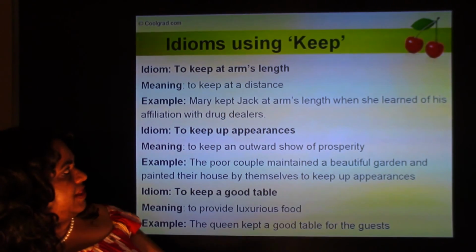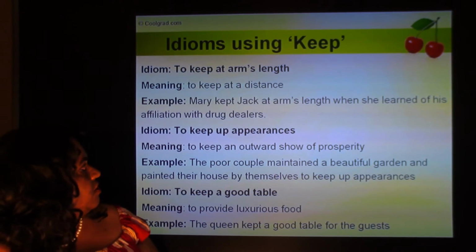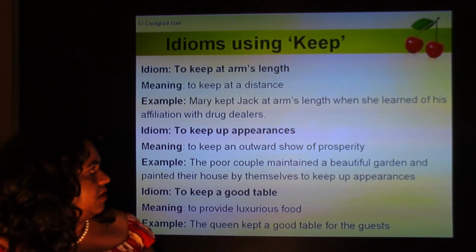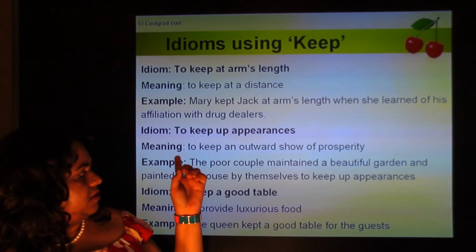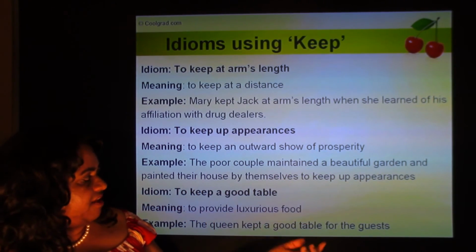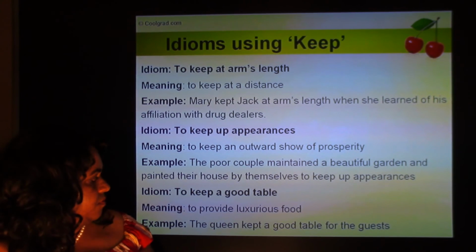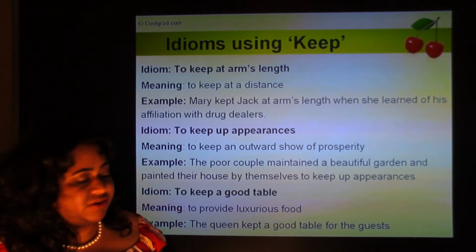To keep at arm's length means to keep at a distance. Mary kept Jack at arm's length when she learned of his affiliation with drug dealers. To keep up appearances means to keep an outward show of prosperity. The poor couple maintained a beautiful garden and painted their house by themselves to keep up appearances. To keep a good table means to provide luxurious food. The queen kept a good table for her guests.